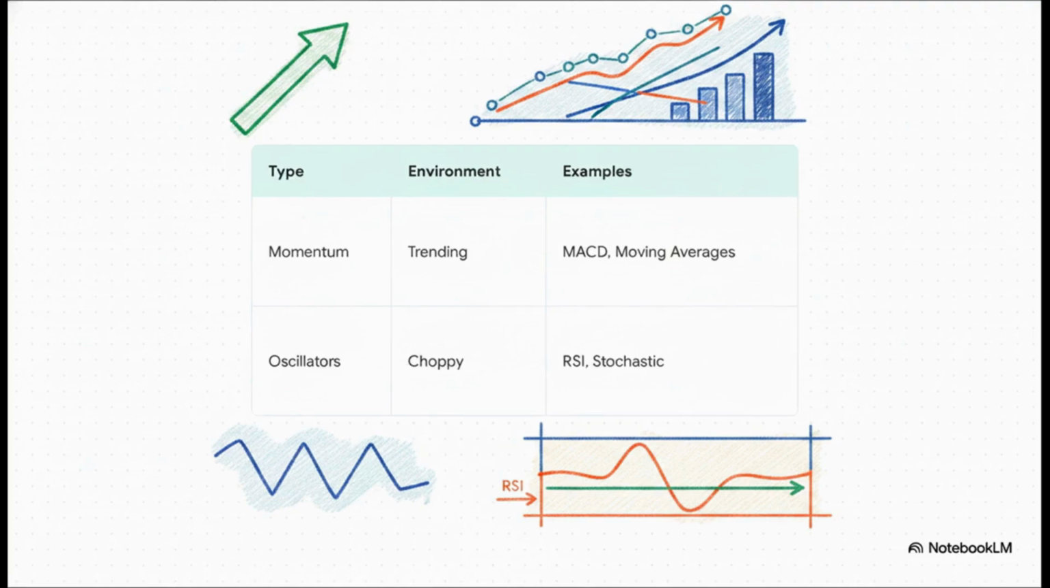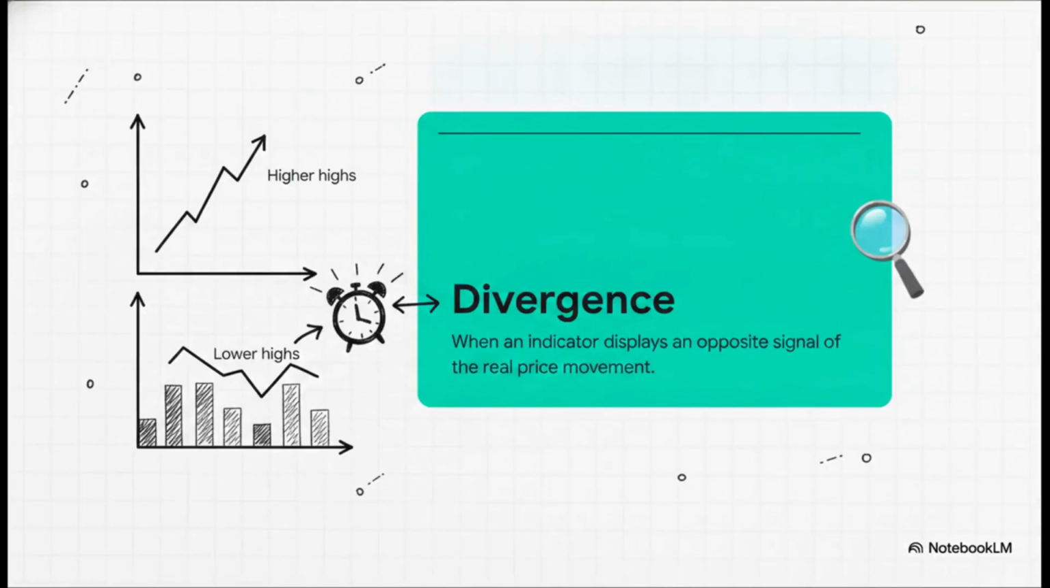That's exactly when you need to switch over to oscillators, like the RSI or stochastics. Those shine by telling you when an asset is temporarily overbought and due for a drop, or oversold and due for a bounce. But no matter which indicator you're using, you absolutely must be on the lookout for divergences. A divergence is an incredible, secret early warning system. It happens when your indicator flat out disagrees with the real price movement.